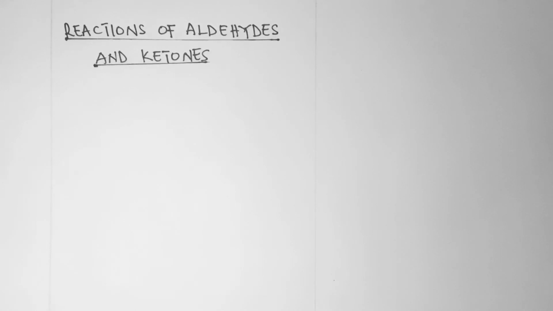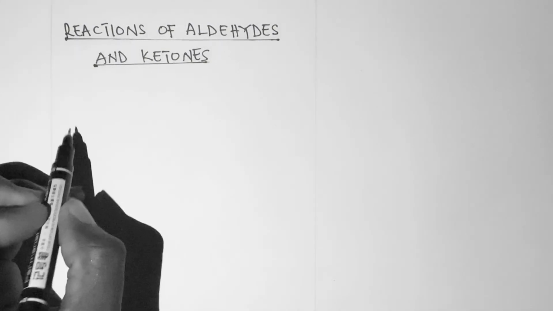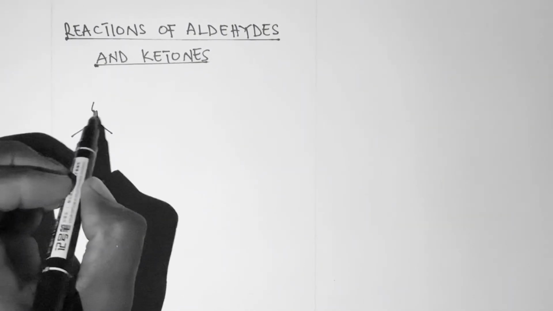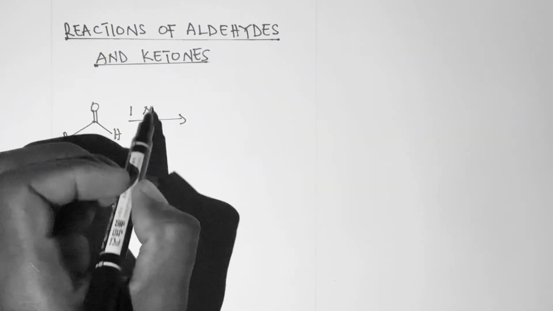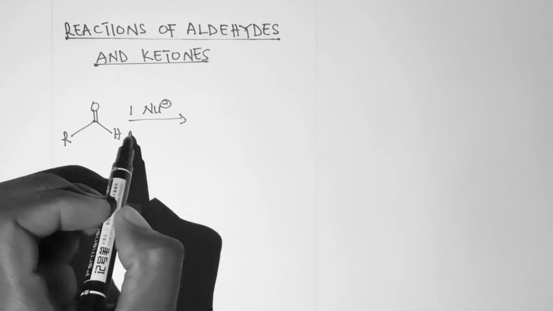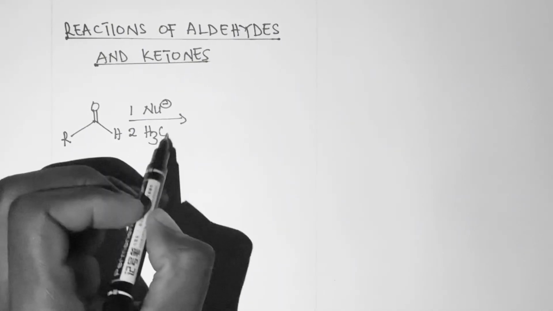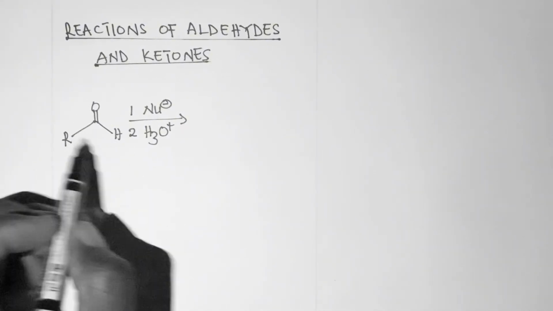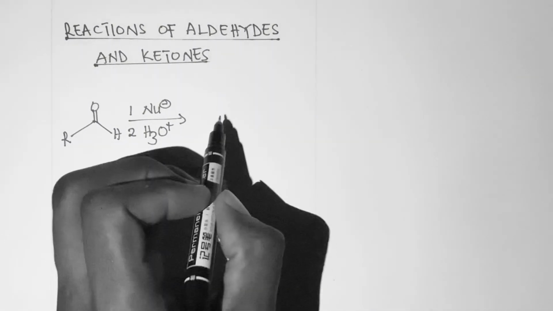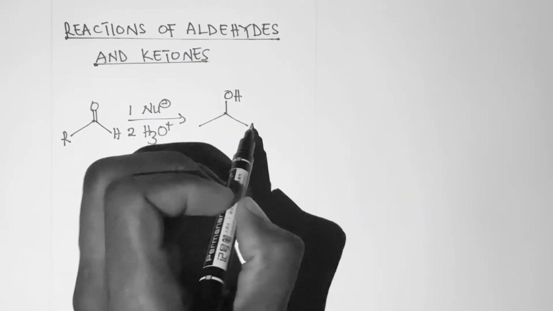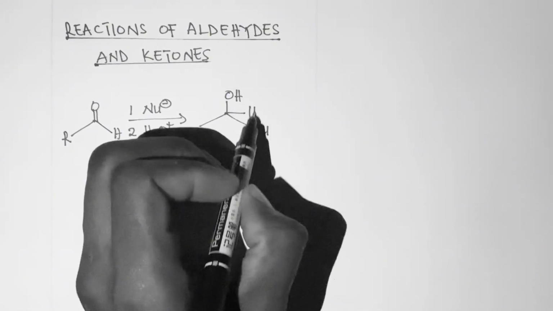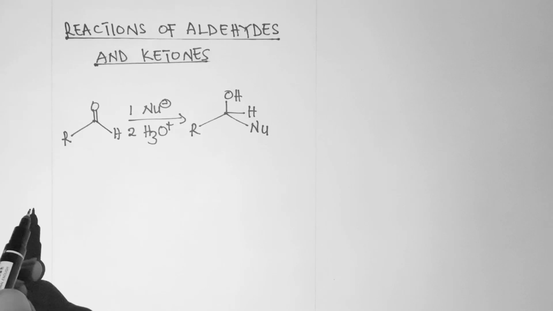In this video, we are going to talk about the reaction of aldehydes and ketones. The reaction of aldehydes and ketones normally follows a general rule. For example, if we have an aldehyde, the first thing is that there is a nucleophilic addition, and then the second part is an acidic workup. If you add these two to an aldehyde or a ketone, we are going to get this product. So this is the product we are going to get.